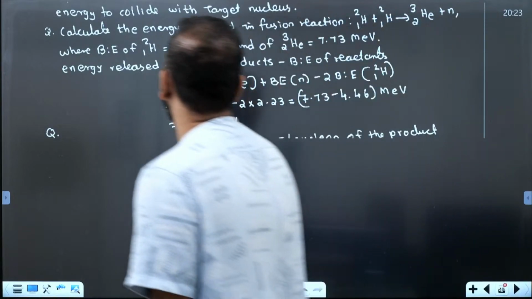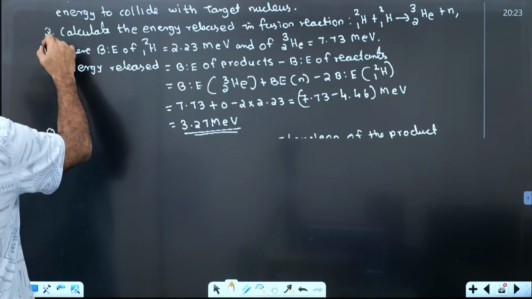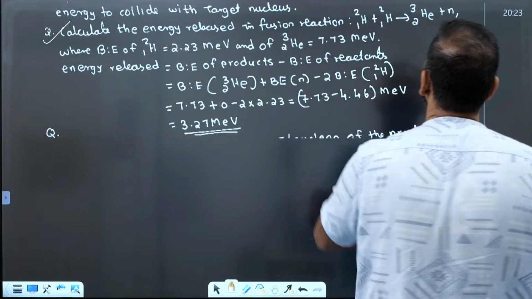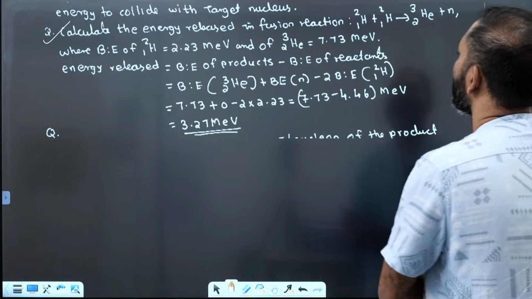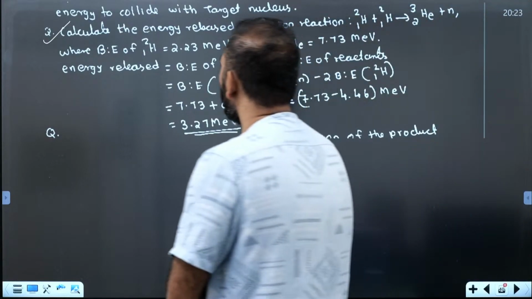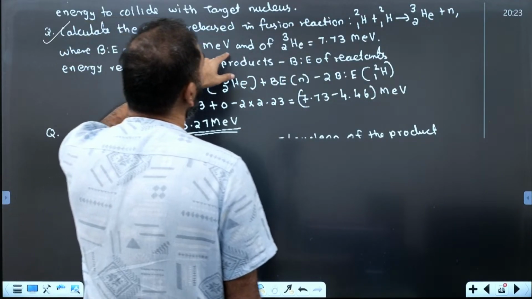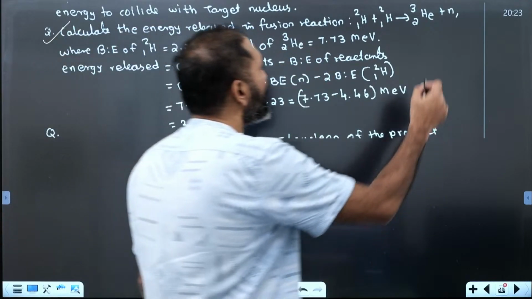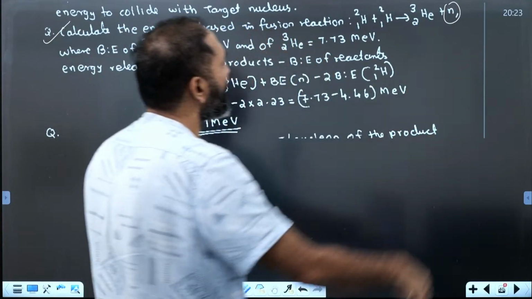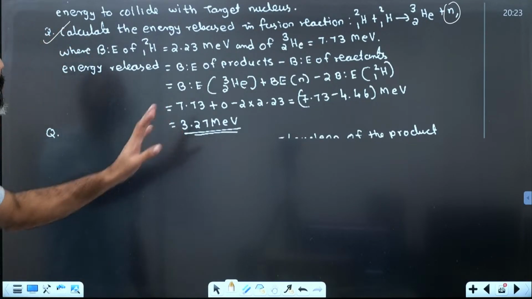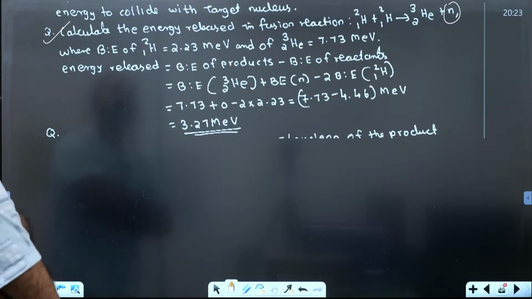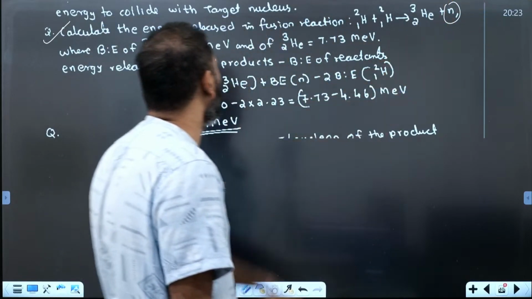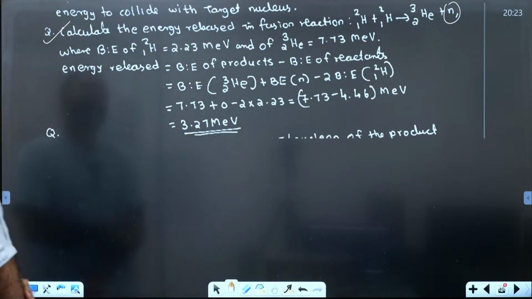Calculate the energy released in the fusion reaction 1H1 plus 1H2 gives 2He3 plus a neutron, where the binding energy of 1H2 is 2.23 MeV and of helium is 7.73. In this case there is no binding energy for the neutron. It's a single neutron, so no binding energy. So what is the energy released?